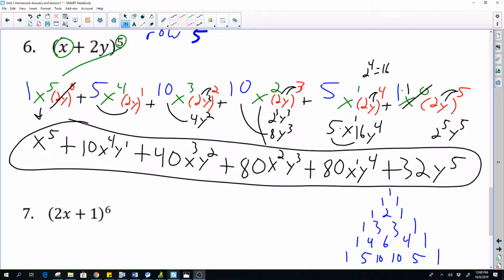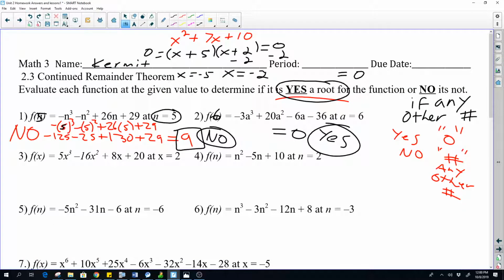Okay, so here's our remainder one. So we just did Pascal's to help you, which is awesome. And so now we're doing the continued remainder theorem one, which we helped you with in class, and we'll help you more on this video.